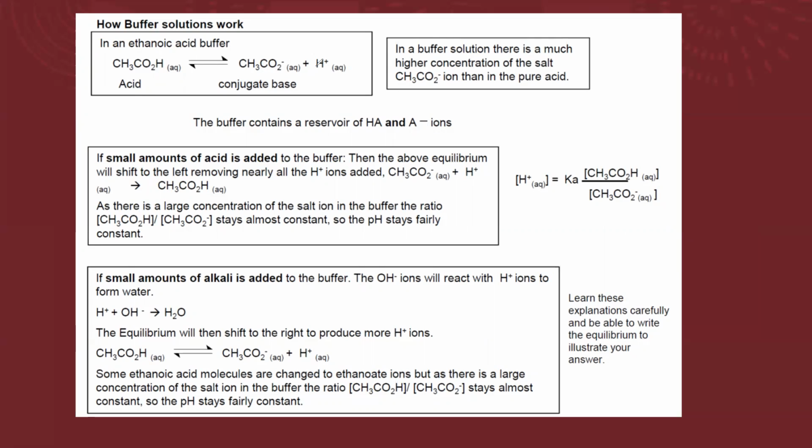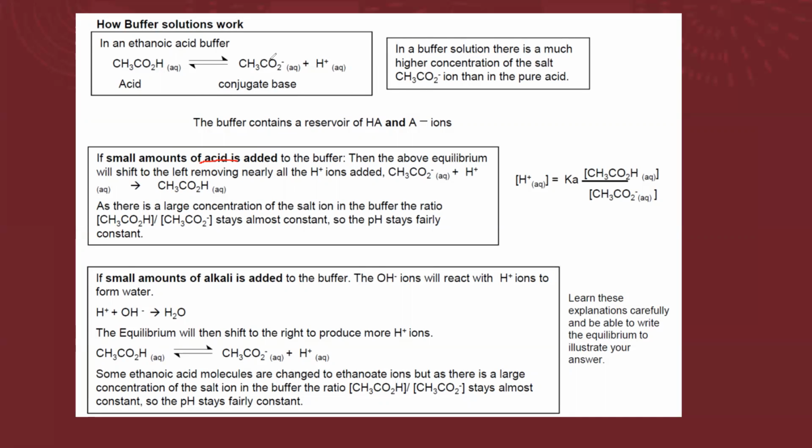So a weak acid will dissociate. For example, ethanoic acid will dissociate into ethanoate ion and hydrogen ion. And if we add a small quantity of acid, then what happens?